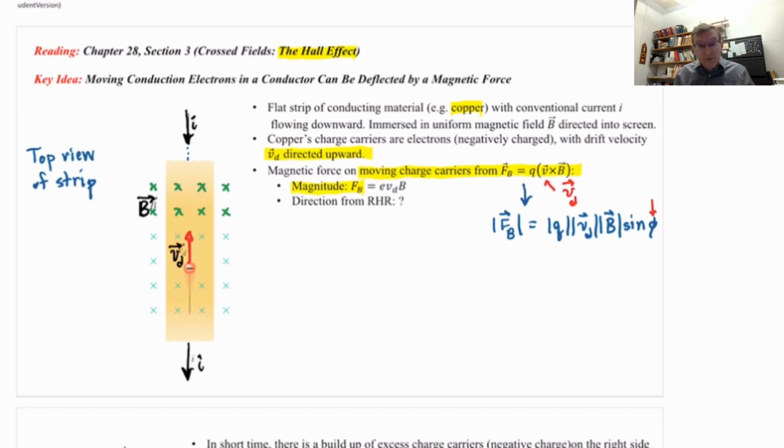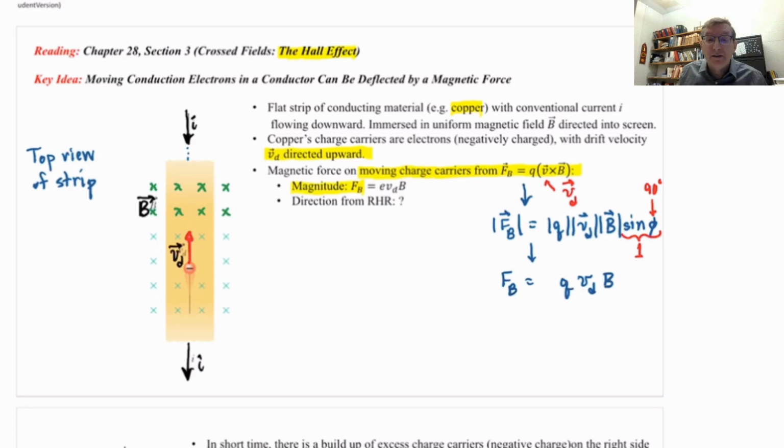Well, in this top-down view, the drift velocity is going up, but the magnetic field is going in. That's exactly 90 degrees. So we're taking the sine of 90 degrees. Remember, the sine of 90 degrees is 1. So the simplified way all the books write this, now this is just the magnitude of F_B, is like that.